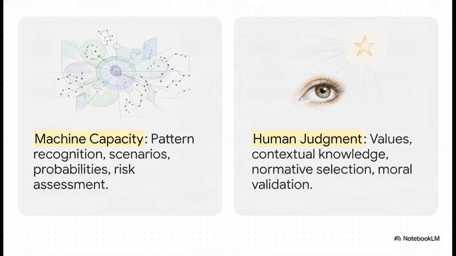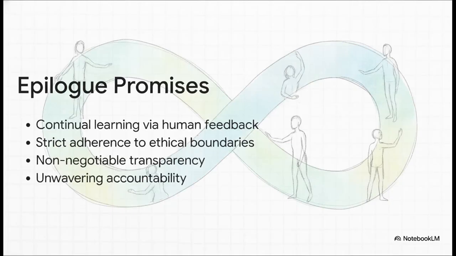And this is where we see the ultimate symbiosis that this architecture demands. The machine handles exactly what it's good at: recognizing vast patterns, running millions of scenarios, calculating probabilities, and assessing risks. But humans have to provide what the machine simply cannot: contextual knowledge, normative selection, and moral validation. Basically, the machine provides the map, but the human has to choose the destination.